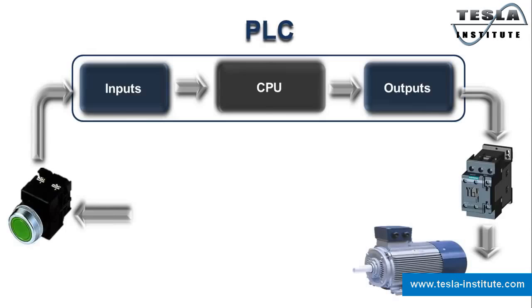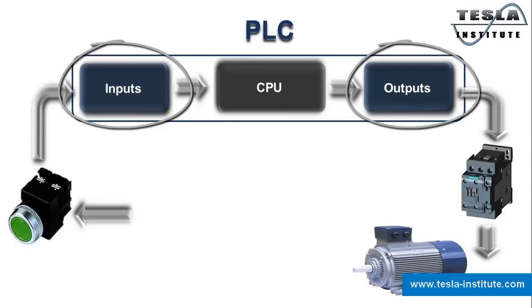So, here the CPU operates as the main unit of the PLC, and the inputs and outputs connect the CPU to the rest of the industrial process.